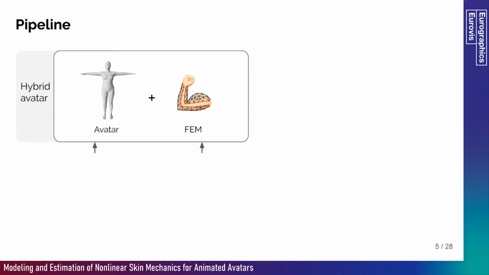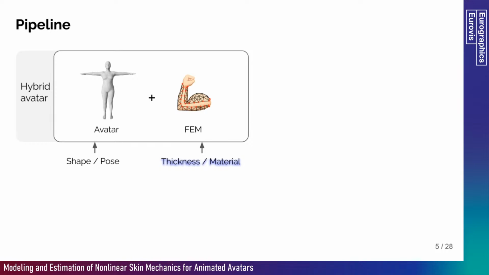This avatar is characterized by two sets of parameters. The kinematic behavior is characterized by shape parameters describing the body constitution and pose parameters controlling the skeletal pose of the avatar. The mechanical behavior is characterized by soft tissue thickness and material properties at different points in the body.